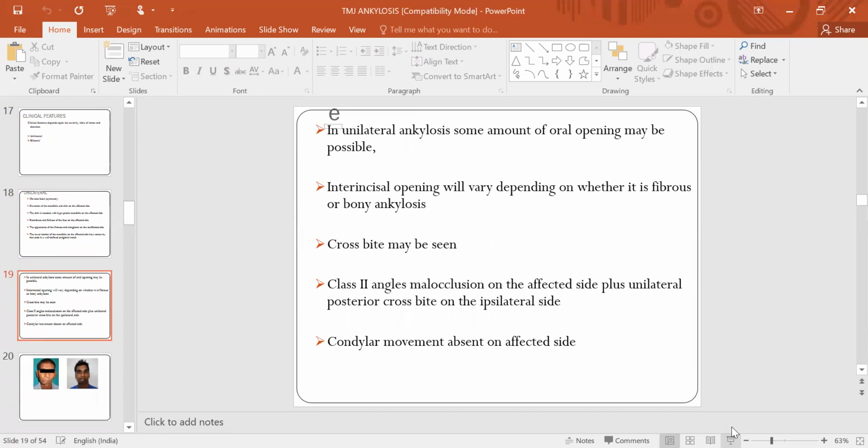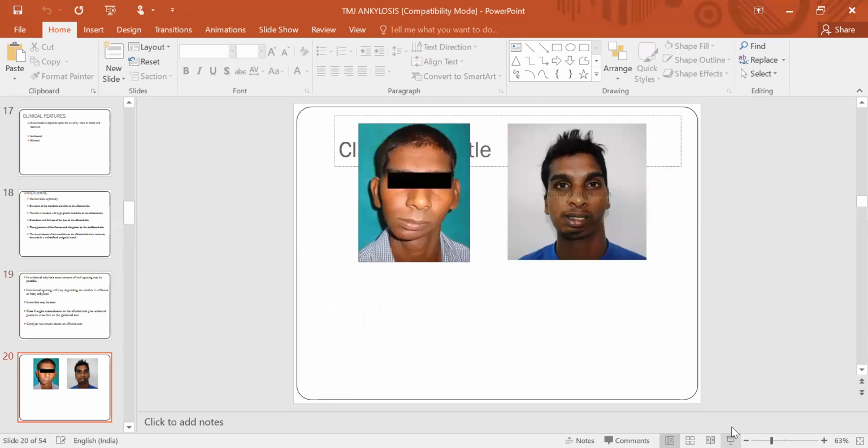With unilateral ankylosis, some amount of oral opening may be possible. Interincisal opening may vary depending upon the fibrous or bony ankylosis. Crossbite may be seen. Class 2 malocclusion is typically seen. Condylar movement is absent on the affected side. So this is an example of unilateral ankylosis on the right side of the patient, where there is fullness of the face on the right side and bony elongation, or proper growth of the mandible, seen on the left side. So in this case, the ankylosis is on the right side of the face.